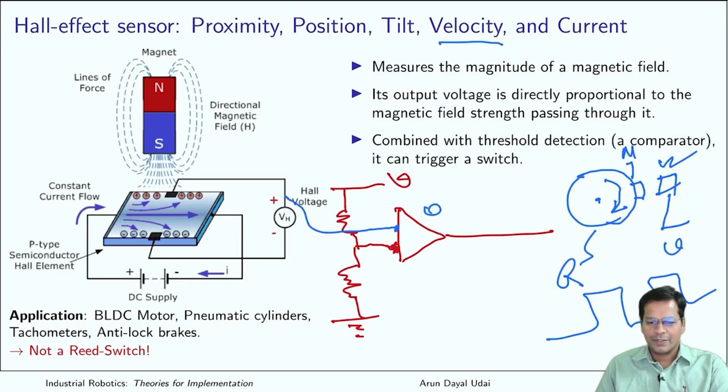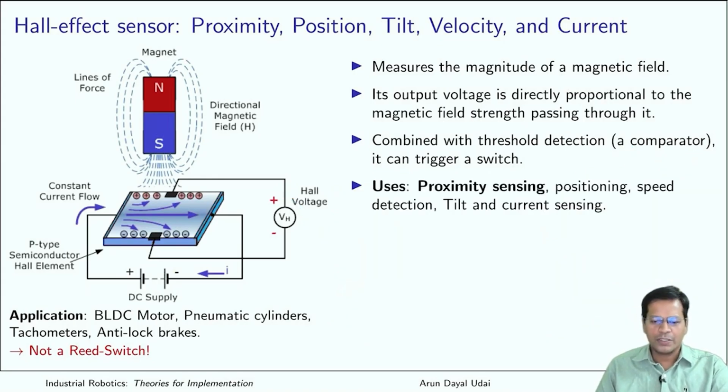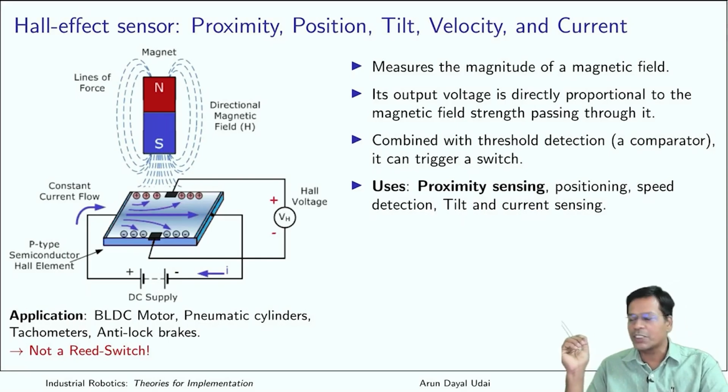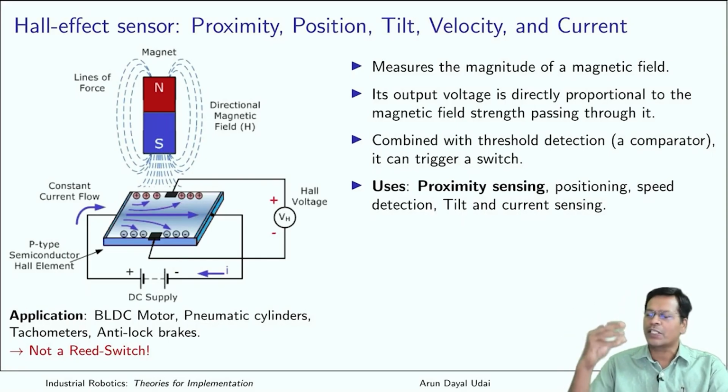Okay? So this is how, combined with threshold detection, a comparator can be used and it can trigger like a switch. Okay, so it can be used like a proximity sensor. Anything with a magnetic element, if it comes nearby, it detects. So that is what a proximity sensor is. If it comes nearby, you detect it as high.